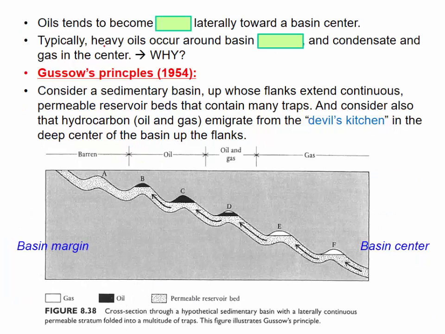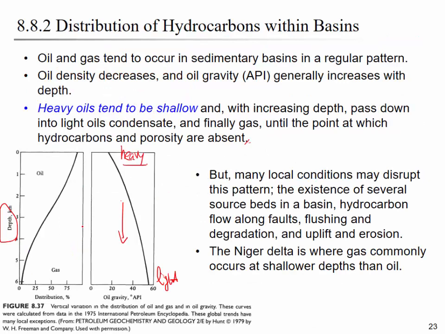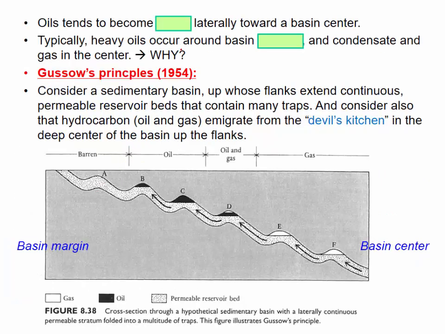So that oil tends to become lighter laterally toward the basin center. So this is the lateral distribution. Before it was the vertical distribution. Right? So laterally it's lighter towards the basin center. Typically heavier oil occurs around the basin margin, and condensate and gas in the center.